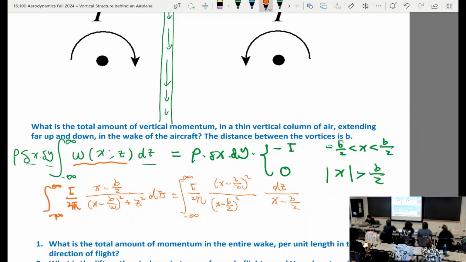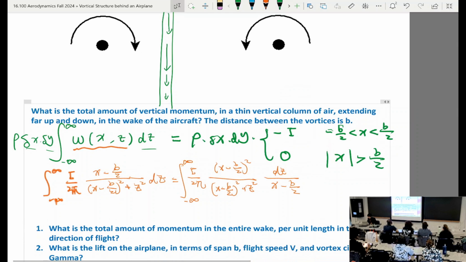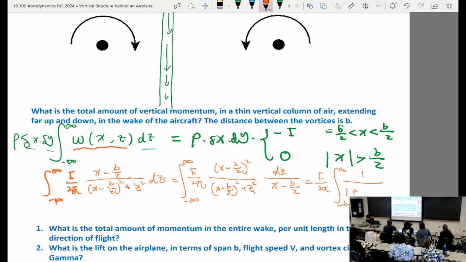Square plus z squared. Now a further simplification is that we divide both the denominator and the numerator by the square of x minus b squared. At the same time, I'm going to move the gamma over 2 pi out of this integral. What I get is 1 over 1 plus z over x minus b over 2 squared, and dz over x minus b over 2. Do you agree?